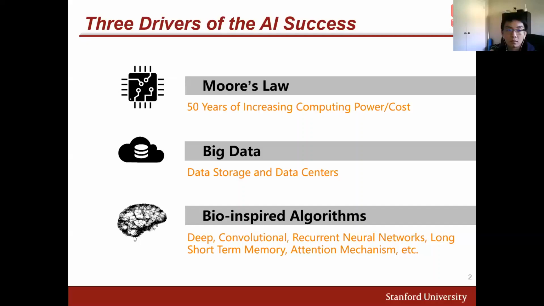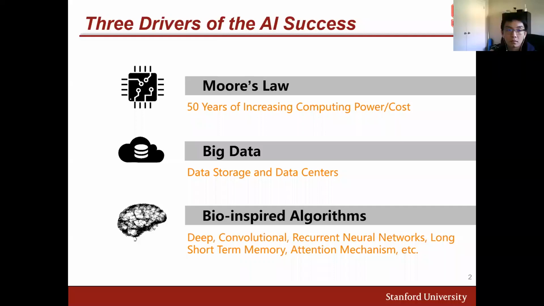And the third one, a more recent development, is the bio-inspired algorithms. Although they have been around for a while, because of the existence of very powerful processors and storage devices, these algorithms can actually have a really powerful impact, by leveraging neural networks or long short-term memory, which has been coming from the biology of the human body.